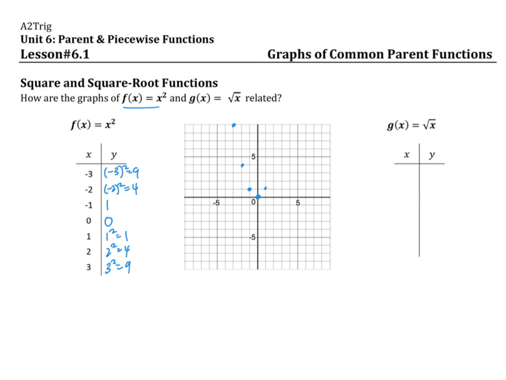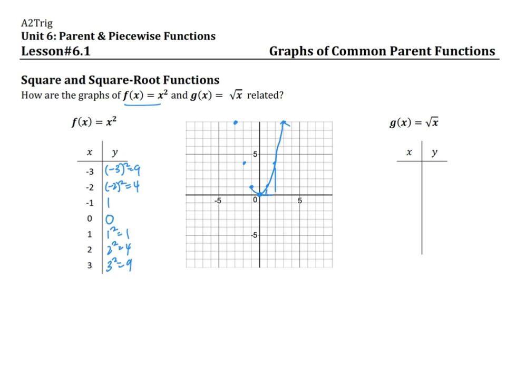So oftentimes when I was teaching it, I was calling it the 1 to 1, 2 to 4 method, right? So you go right 1, up 1, left 1, up 1, or right 2, up 2, left 2, up 2. It's reflective over the y-axis. It's symmetric with respect to the y-axis. So that's your basic f of x equals x squared.